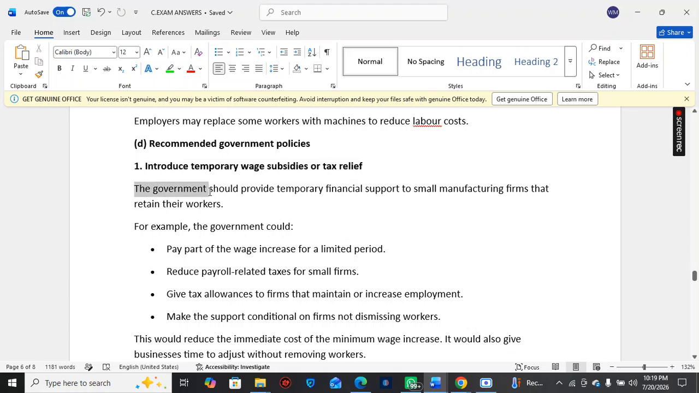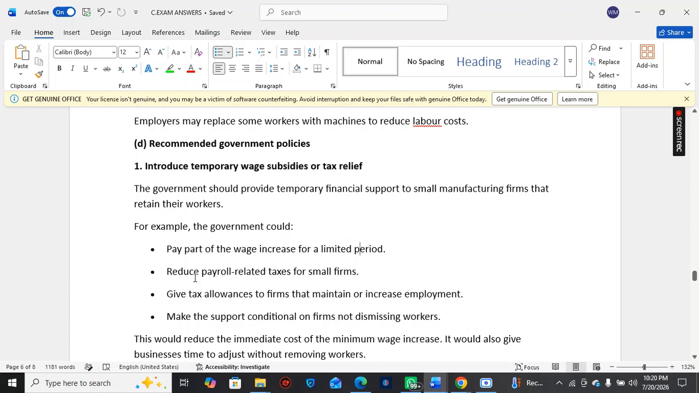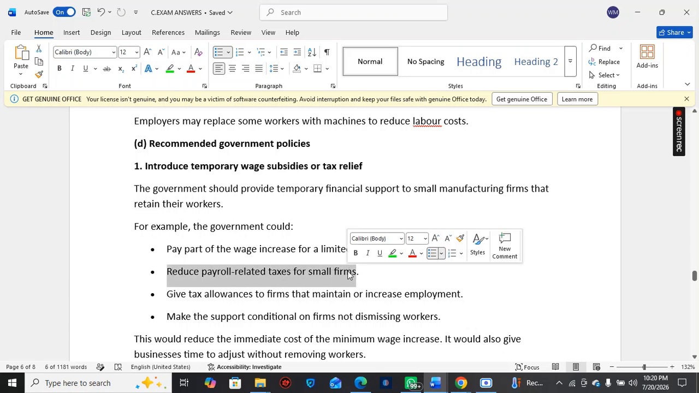The government should provide temporary financial support to small manufacturing firms that retain their workers. For example, the government could pay part of the wage increase for a limited period. Reduce payroll related taxes for small firms. Because at least if they reduce the taxes, basically what government can do is try to lower expenses for these firms. This is the logic that's happening here.